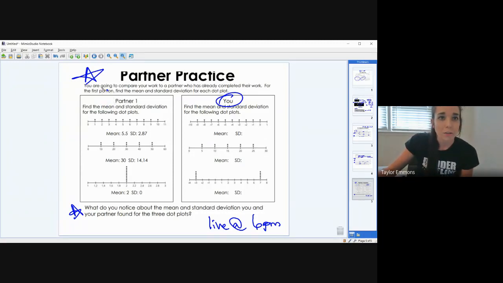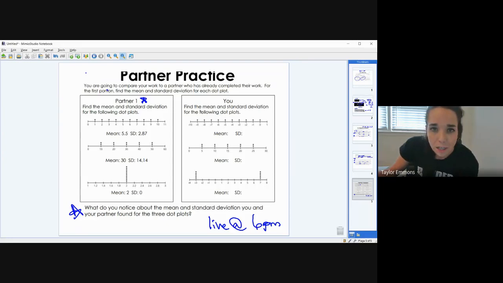First thing, I'm going to get rid of all of this extra. It says you're going to compare your work to a partner who's already completed their work. So this is your partner's work and this is your work. It says find the mean and standard deviation for the following dot plots.